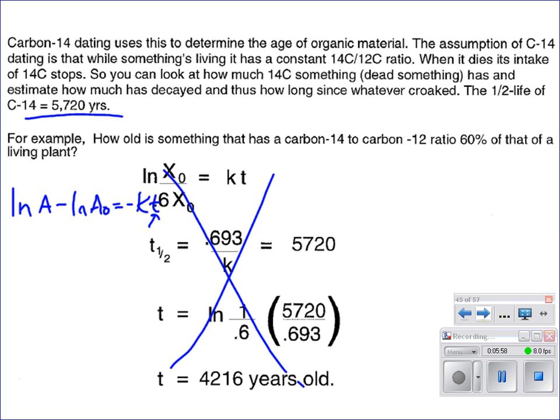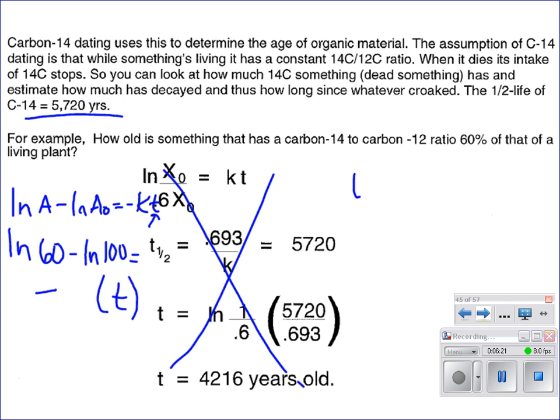If 60% has been converted, we're going to assume 100. So this is 60, and this is 100. That's equal to negative... well, do I know K? Because I'm trying to solve for T. No. So what do I do to find K?